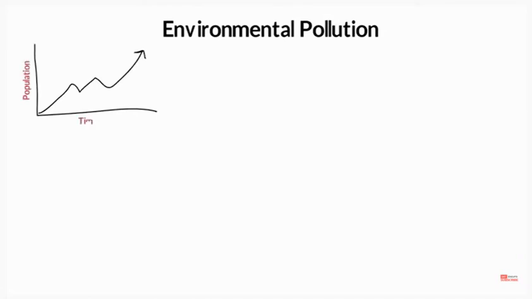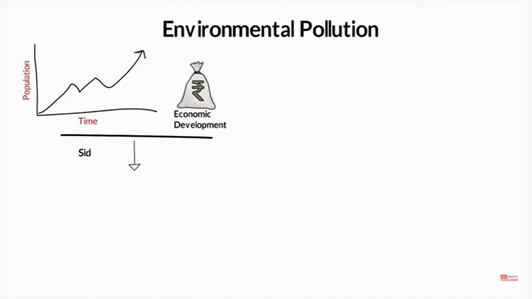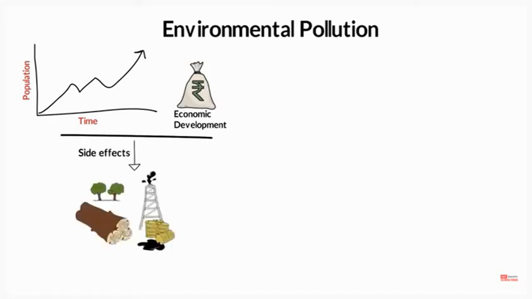With rapid increase in population and economic development, there will be some side effects on the environmental resources. It is this side effect we refer to as environmental pollution. In other words, environmental pollution is something that brings harm to our environment, and in turn, it affects the people because we live in the environment. Now, how does environmental pollution occur?